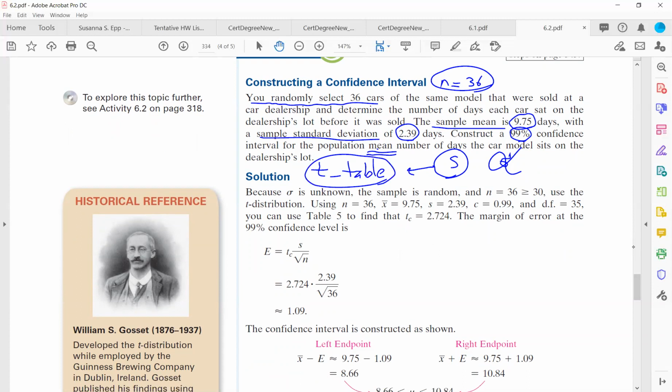Very well. So N is 36, degrees of freedom is 36 minus 1, or 35. The level of confidence is 99%. If you use your table, you find the critical value to be 2.724. Now you can form your margin of error, which is t_c times s divided by square root of N: the critical value times s, your sample standard deviation, divided by square root of N.